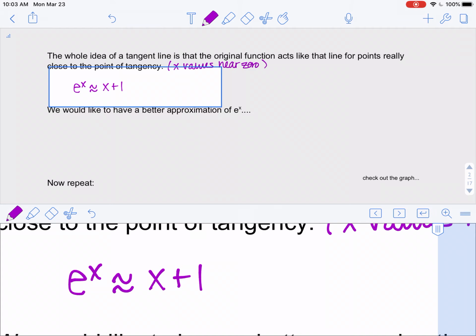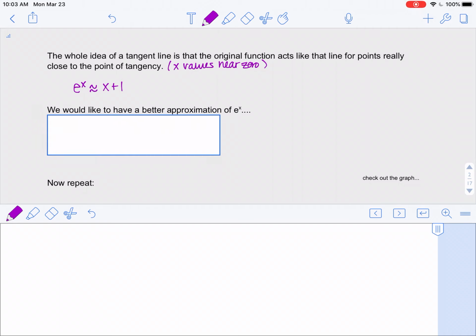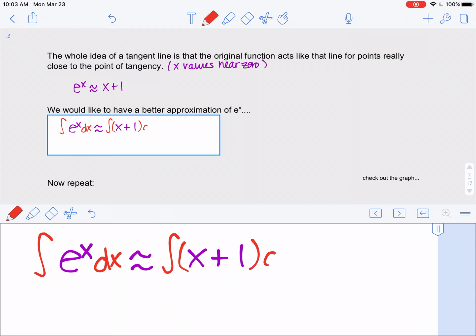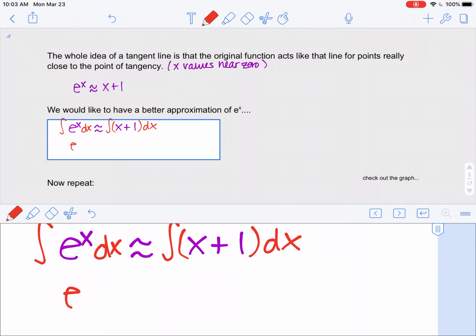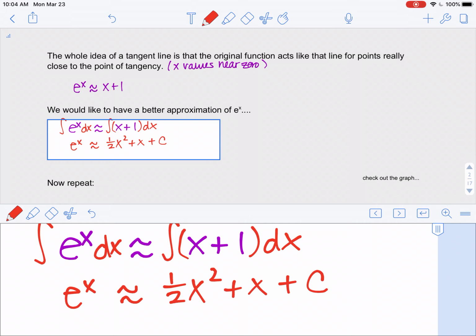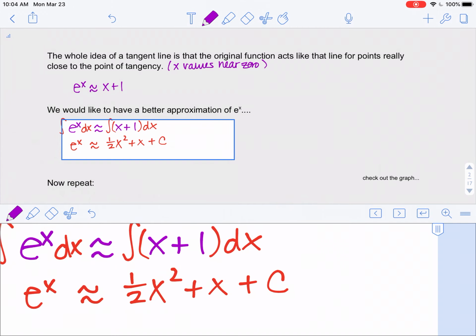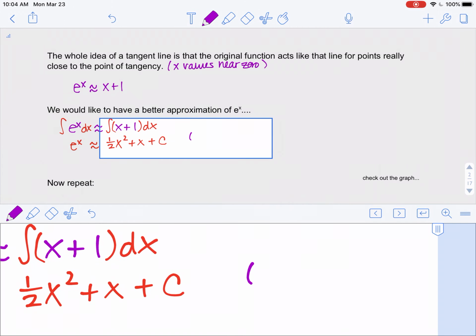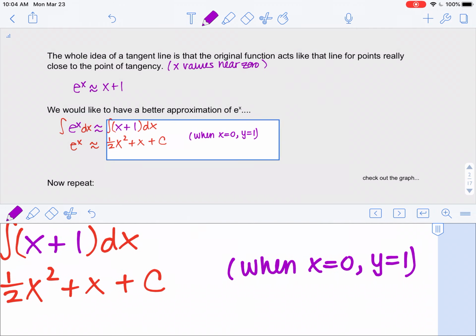But we'd like to have a better approximation of e to the x, and so one way we can do that is to take what I have and take the integral of both sides. On this side, I'm still going to have e to the x, and over here, I'm going to have 1/2 x squared plus x plus c. I do know one ordered pair that we know for sure is on this graph, and that is when x equals 0, y equals 1. We know that from the ordered pair that we used to make the equation of the tangent line.